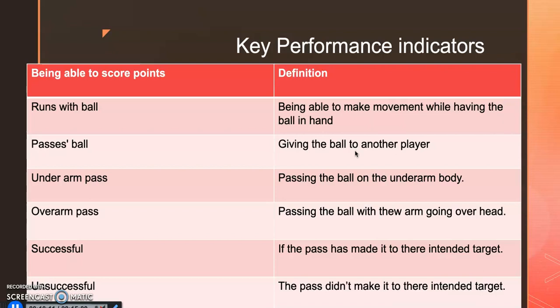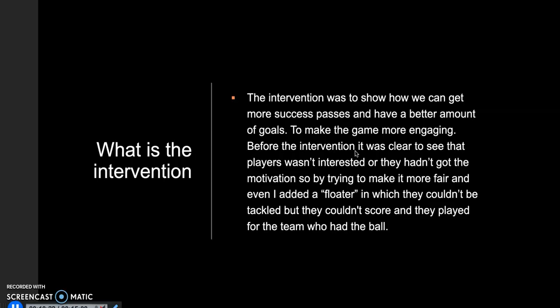We've got underarm and overarm passes, which links to that. So either underarm the batter, and then we've got overarm, which is overhead throw with one arm. We've got successful and unsuccessful. So did the pass meet the intended target, or did it not?